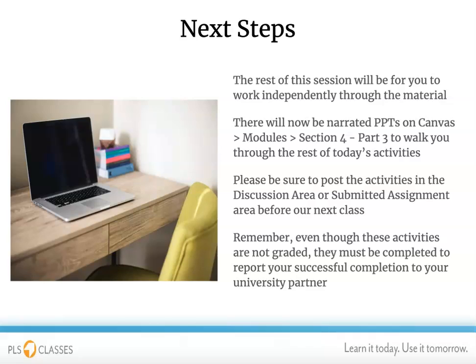The rest of this session will be for you to work independently through the material. There will now be narrated PowerPoints on Canvas, Module Section 4, Part 3, to walk you through the rest of today's activities. Please be sure to post the activities in the discussion area or submitted assignment area before our next class. Remember, even though these activities are not graded, they must be completed to report your successful completion to your university partner.